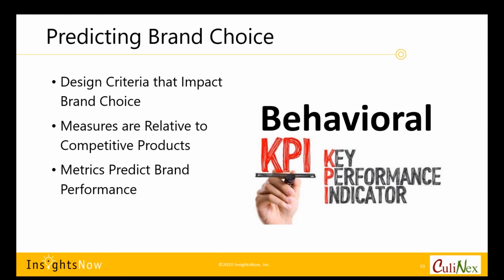It could be your brand. It could be the individual ingredients. It could be how you design your packaging. It could be also metrics about the sensorial experience of the product and what it delivers. So these KPIs are specific. These measures are relative to the competitive products, so you can actually measure how a product as a whole competes against the competition in a category. And these metrics do predict brand performance.